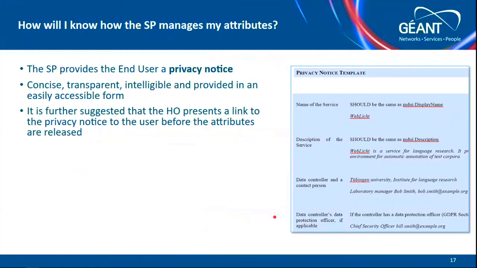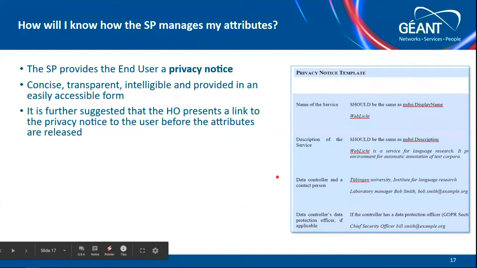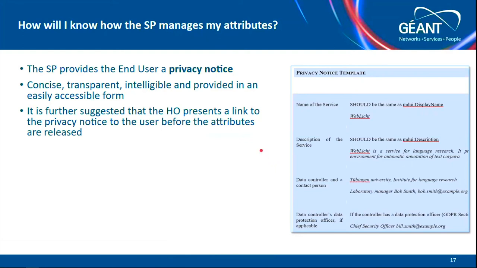Then transparency, or informing the end user on processing of the attributes. Well, GDPR introduces the concept of a privacy notice, and we make heavy use of it. We provide a template in the GÉANT Code of Conduct that the service providers can use to describe and fulfill their obligation to inform the end users. And GÉANT Code of Conduct also proposes that the home organization presents the link to the privacy notice before the end user logs into the service.